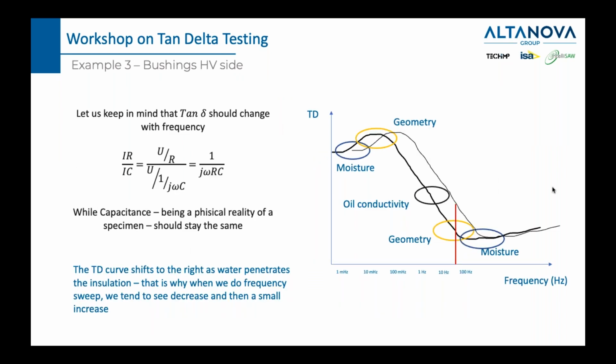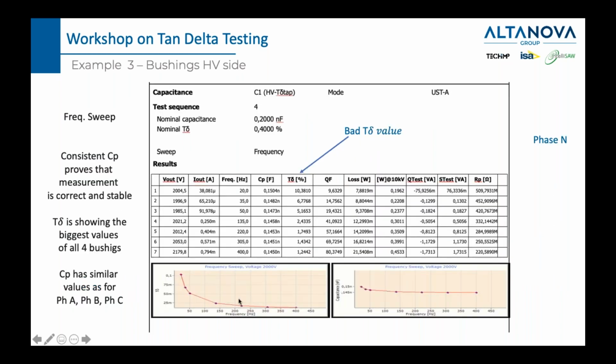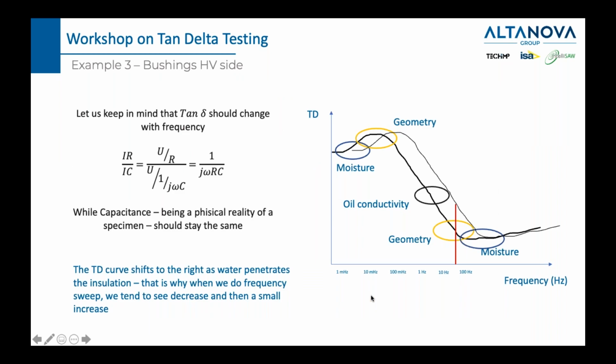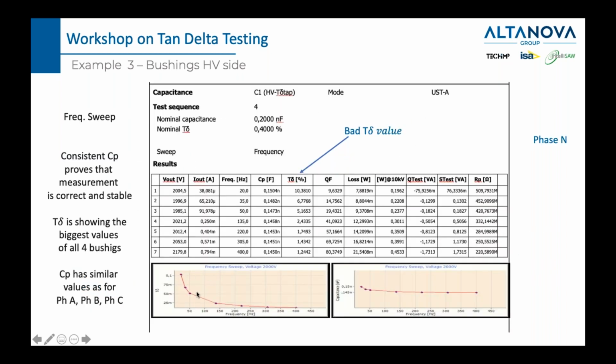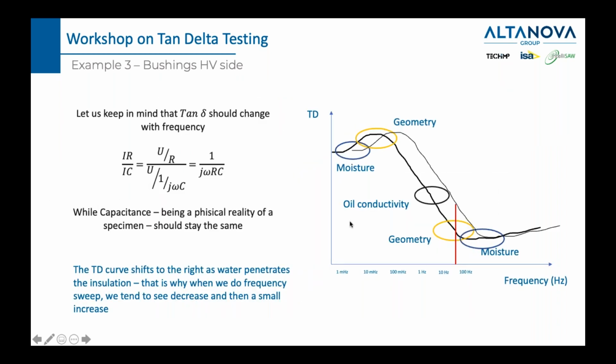But before I tell you what we did, let me explain to you why we see this type of curve and not a straight line. Because normally we should see something like this, this should be the result. But we see something which is big and then it becomes very small. Why? If you look at the tan delta value in frequency, this would be the normal characteristic.